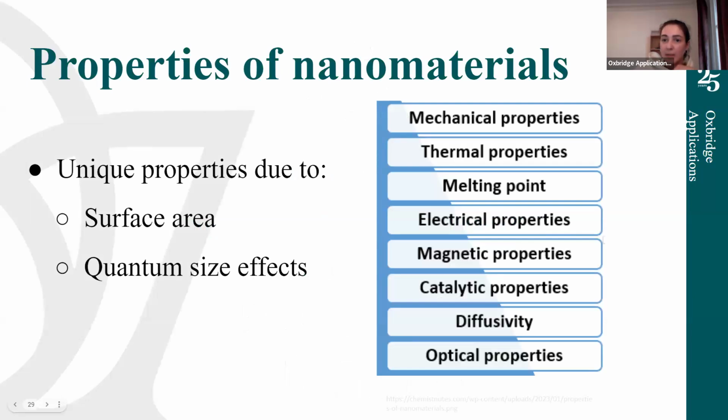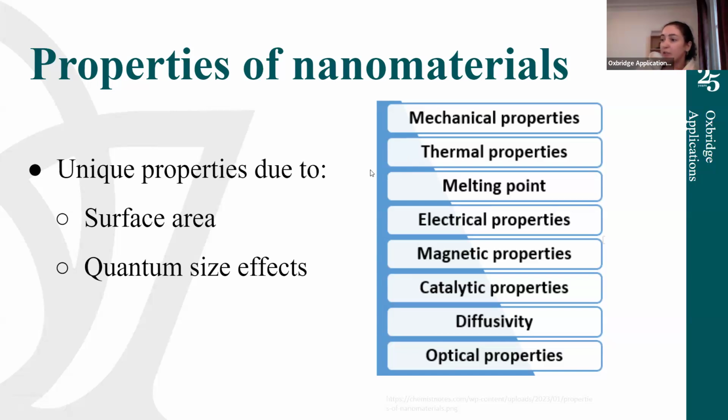In a bit more depth. So why is it that nanomaterials have these really interesting properties? Well, it essentially boils down to these two main reasons. And this is surface area, particularly surface area to volume ratio, and quantum size effects. We know about the surface area effects, and that the greater surface area to volume ratio means that nanoparticles make great catalysts, for example. And both of these effects lead to very interesting properties.